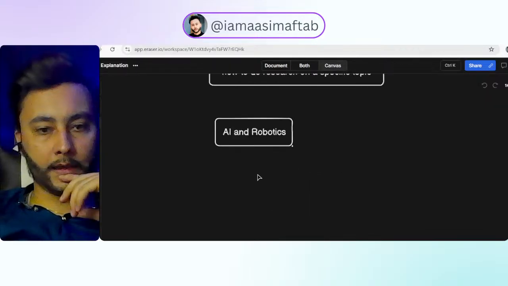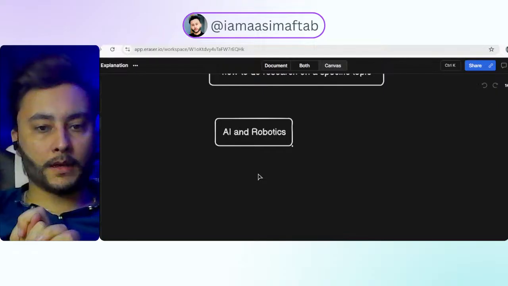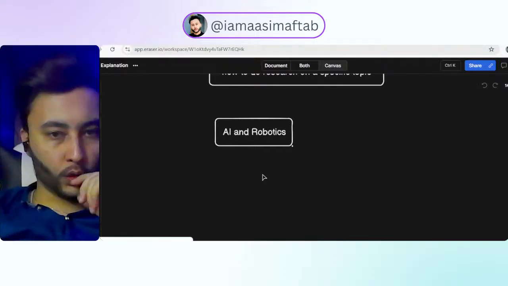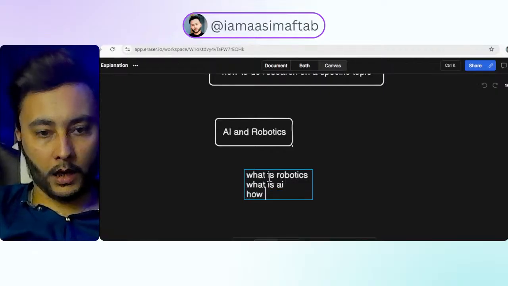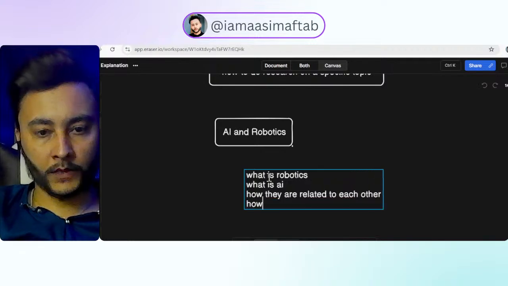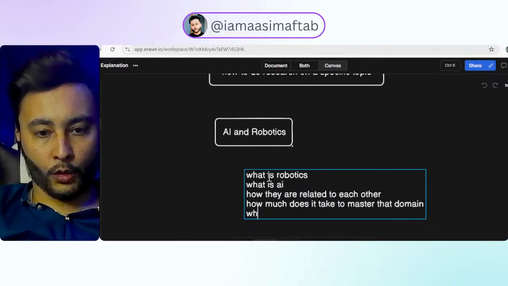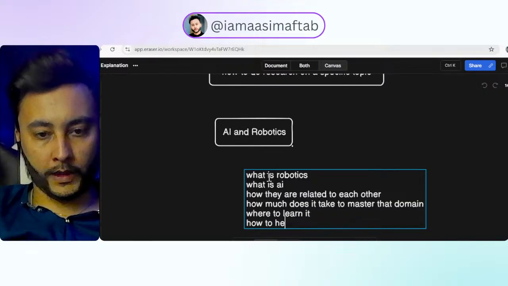Now, the second step is we need to understand what that domain is. So the first question which comes to my mind: what is robotics? And second, what is AI? How are they related to each other? How much time does it take to master that domain? Where to learn it? How to get a job in that field?